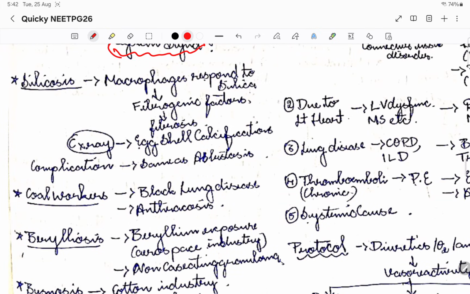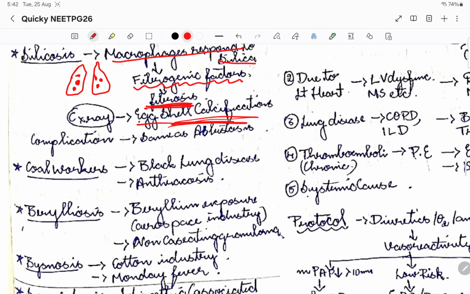Coming to silicosis, macrophages respond to silica and release fibrogenic factors, which will lead to fibrosis. When we take a chest X-ray, eggshell calcifications will be there, just around the hilum. This is very pathognomonic to silicosis. The complications are the same as asbestosis: adenocarcinoma and Caplan syndrome.